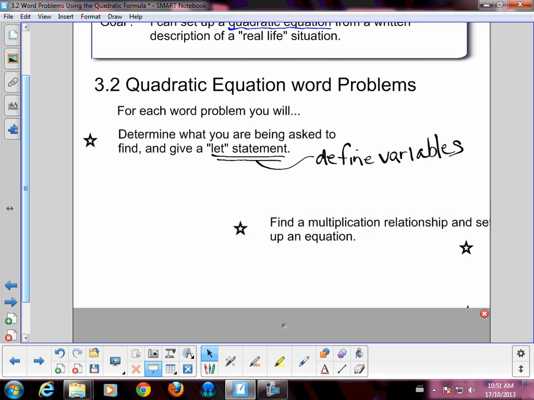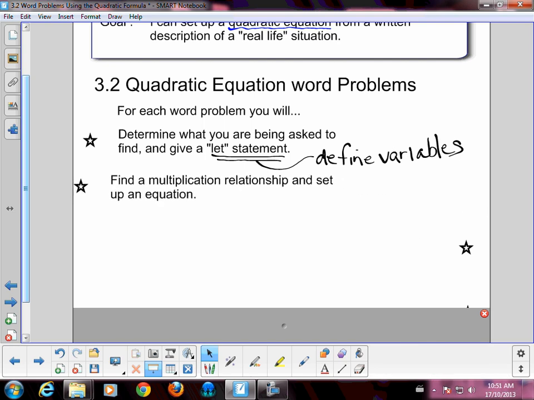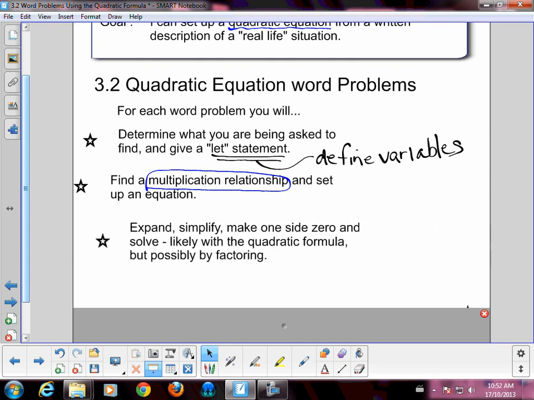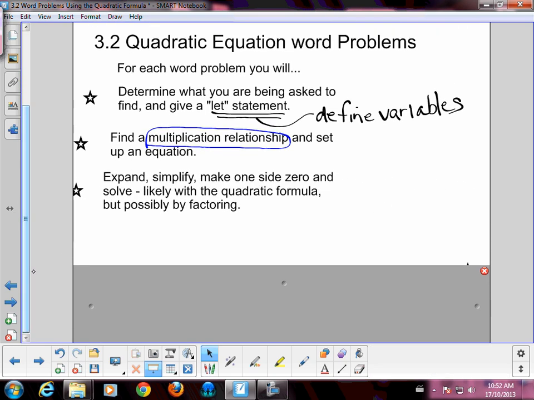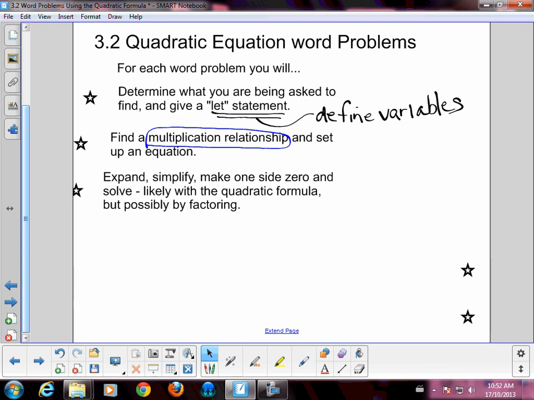The next step would be to find a multiplication relationship and set up an equation. The reason you have to find a multiplication relationship is that is the way we get our variables by multiplying them together to set up a quadratic function. The next step would be to expand, simplify, make one side 0, and solve. In most cases with word questions, you're going to solve by using the quadratic formula. You possibly could use factoring, but in most cases, it will be the quadratic formula.